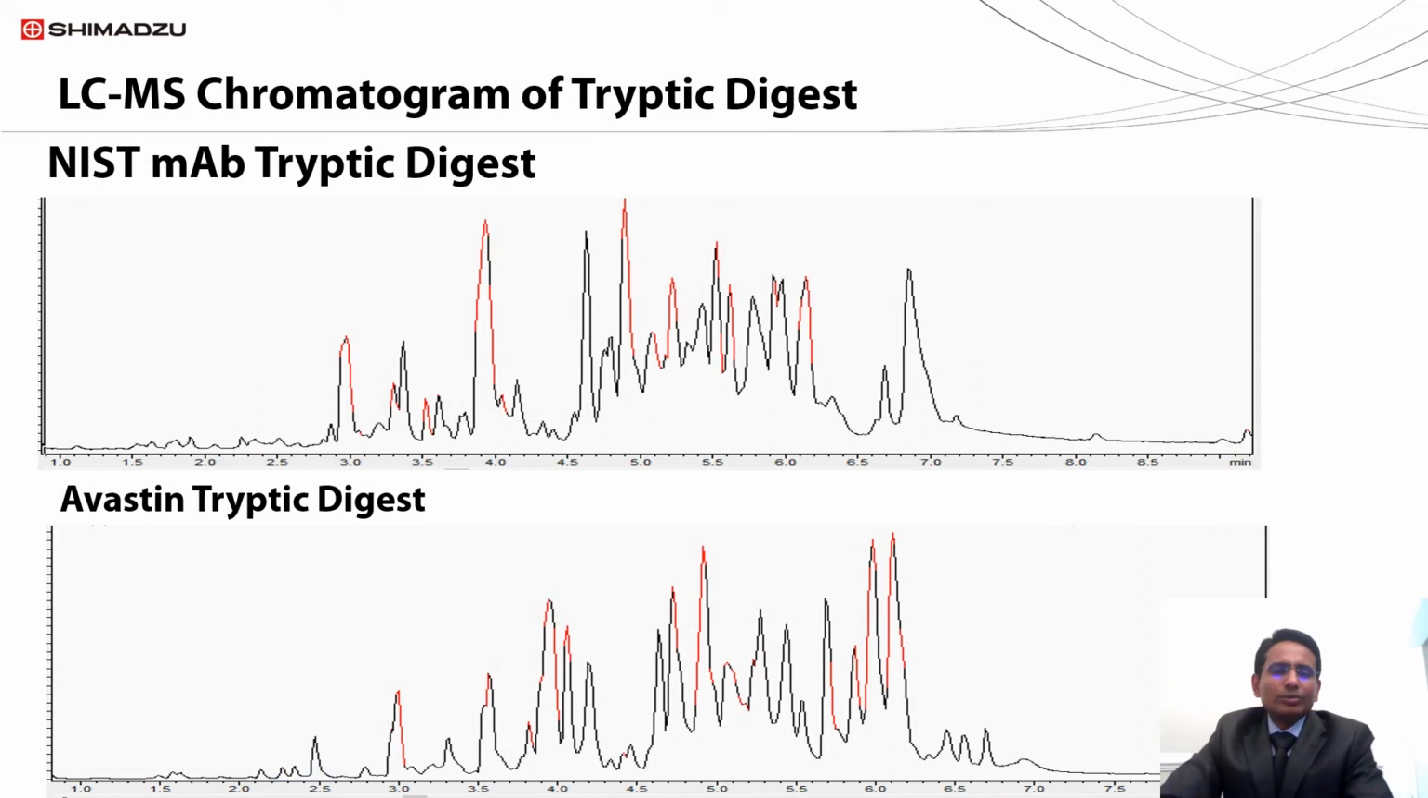Similarly as before, we have tried both NIST mAb tryptic digest and Avastin tryptic digest. The upper panel shows the NIST mAb tryptic digest with all our peptide peaks, and same thing, all peptide peaks for Avastin mAb on the bottom.